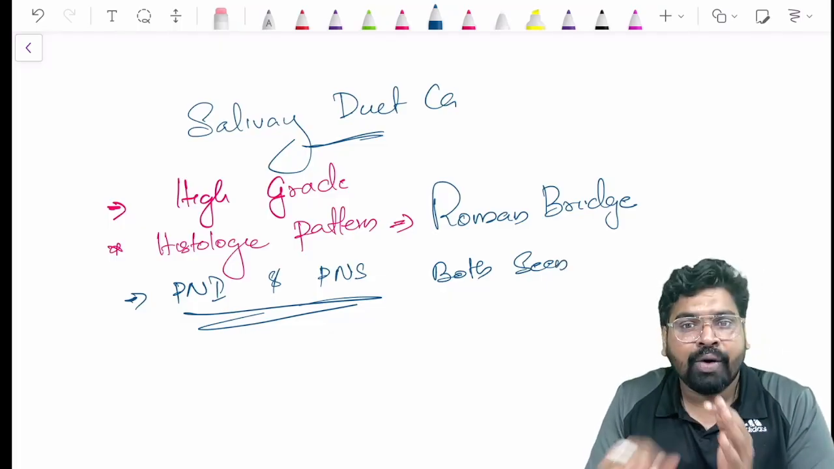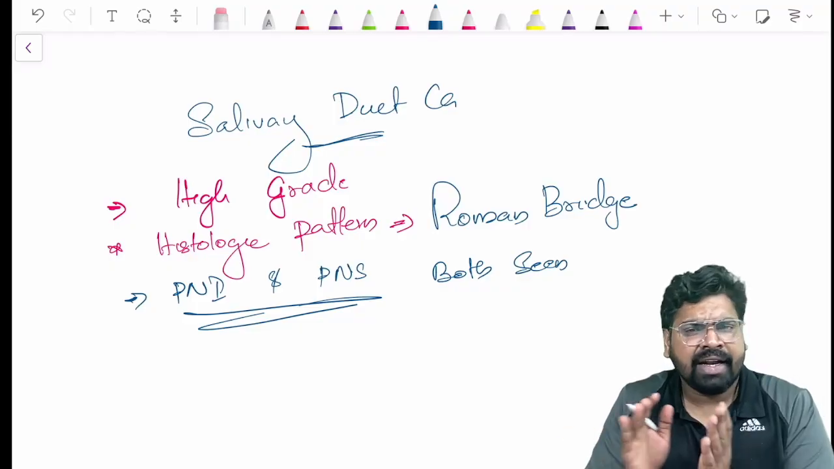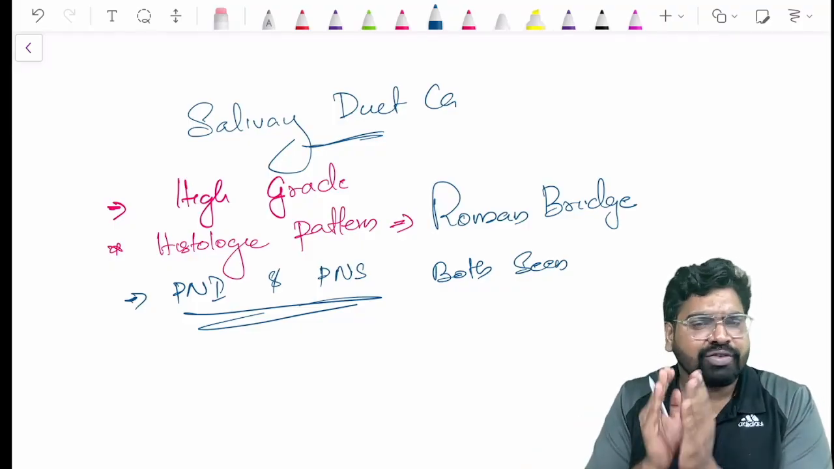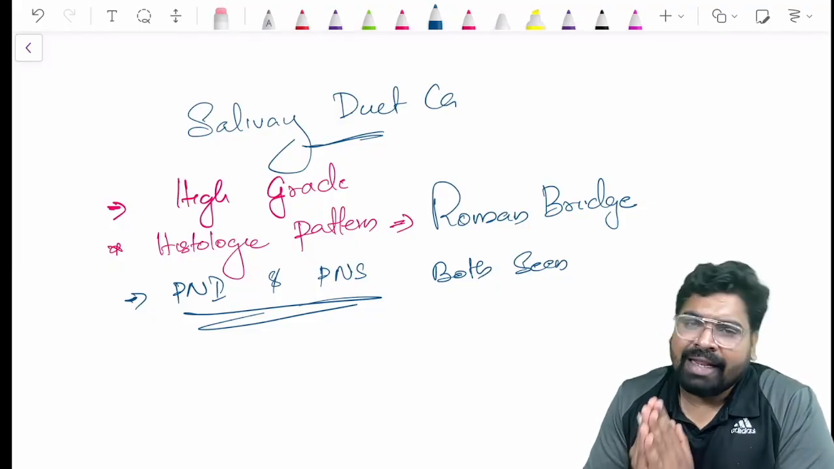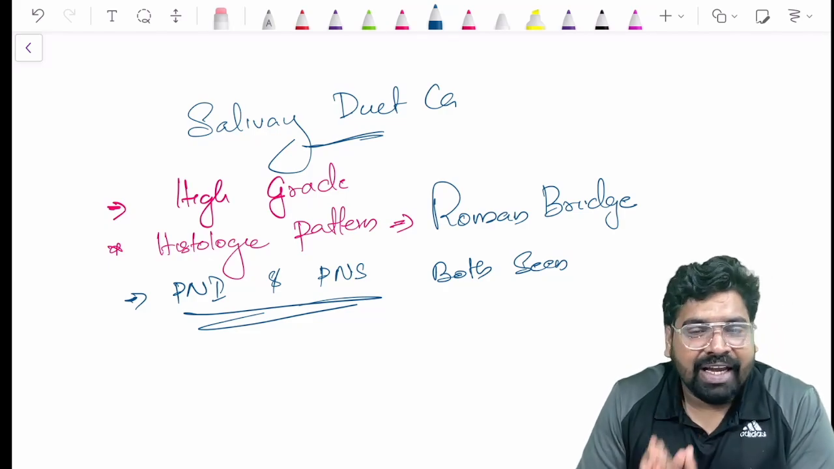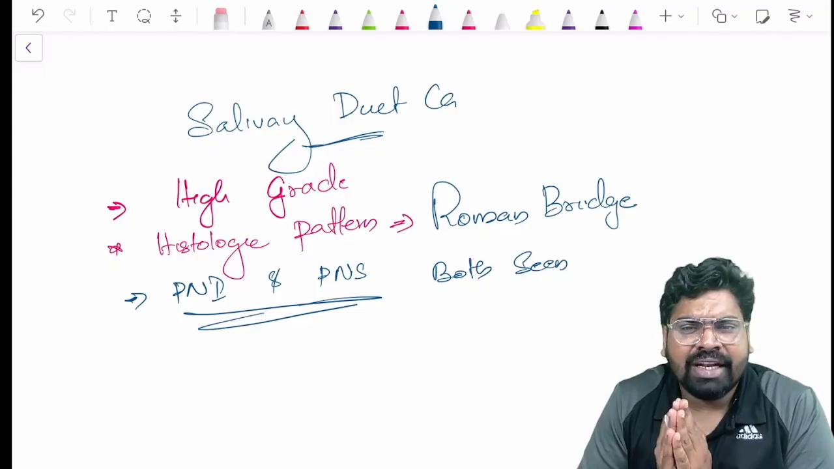Okay, so this is about your other salivary gland tumors and most of the areas where they ask questions from. Okay, I hope it is clear to you. So we are winding up the malignant salivary gland tumors. So we have seen benign and malignant salivary gland tumors. Most of the lesions were covered.